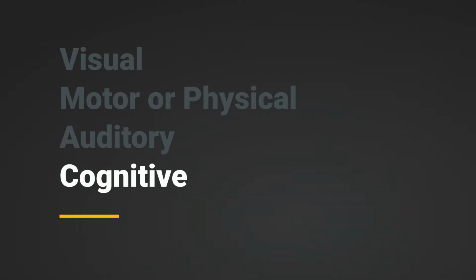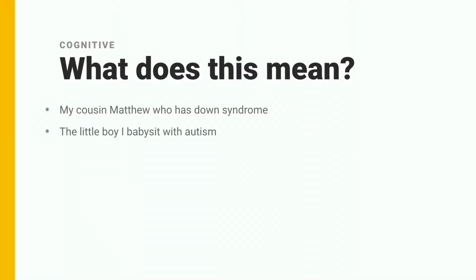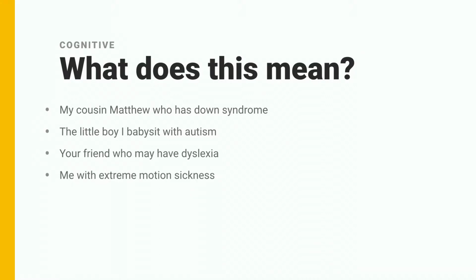And finally, cognitive impairments. What does it mean when I talk about cognitive impairments? It could be someone like my cousin Matthew who has Down syndrome. It could be the little boy I babysit with autism. It could be your friend who may suffer from dyslexia, or me with an extreme motion sickness kind of deal.